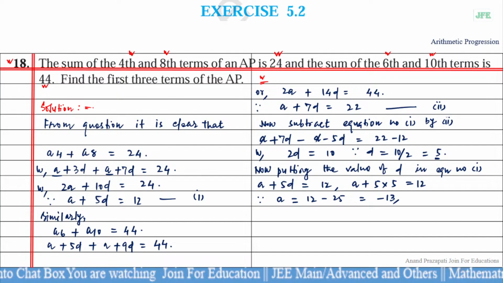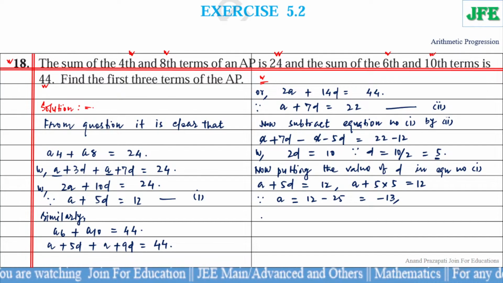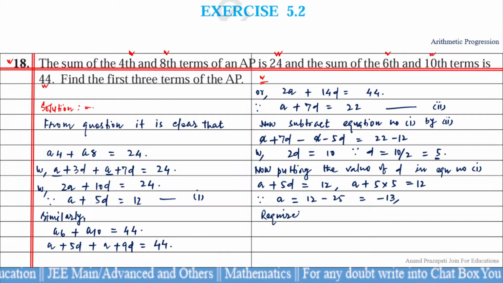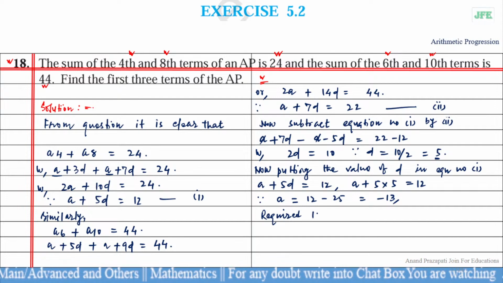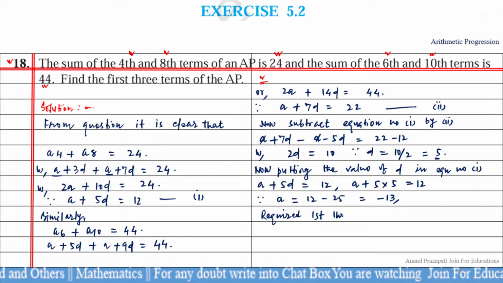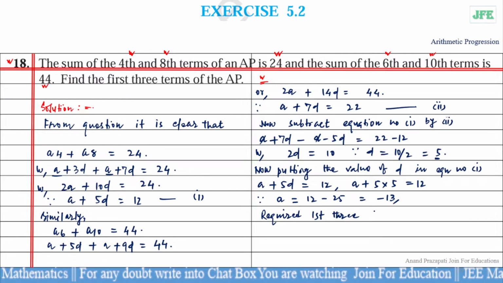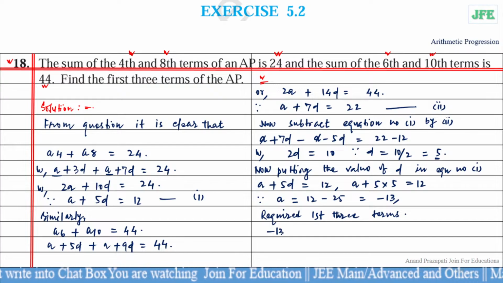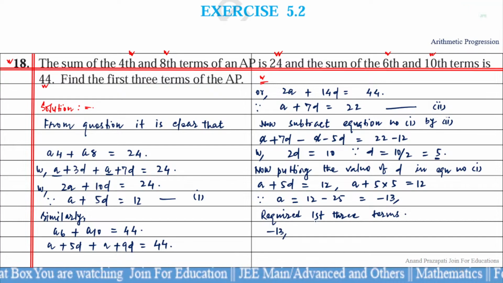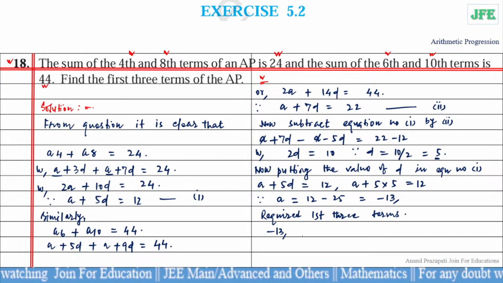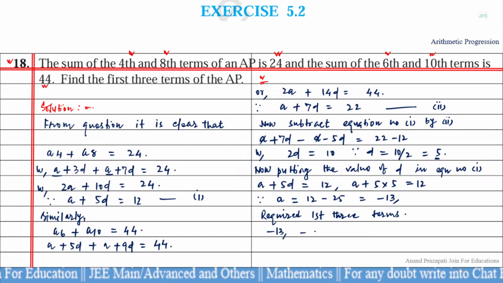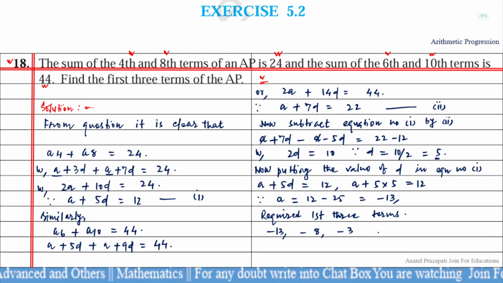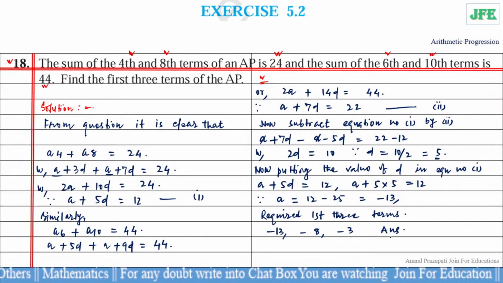This question asked us to find the first 3 terms of the AP. So we write down here, the required first 3 terms are minus 13. Now we add the common difference, minus 13 plus 5 equal to minus 8. Minus 8 plus 5 equal to minus 3. So this one will be the answer of this question.